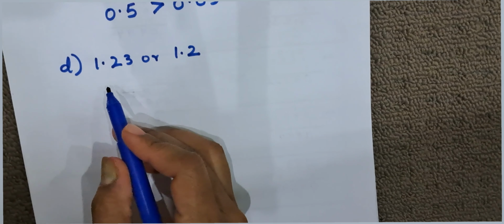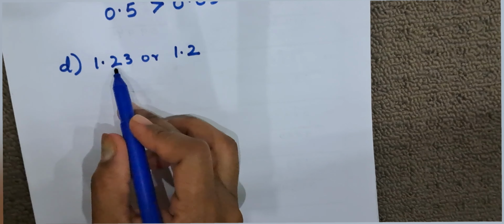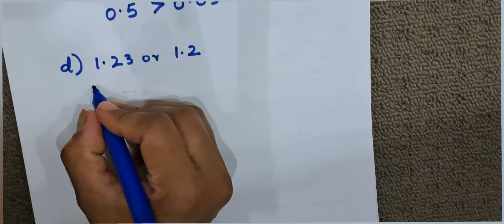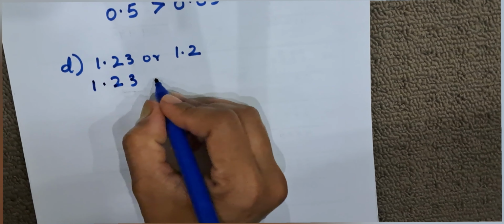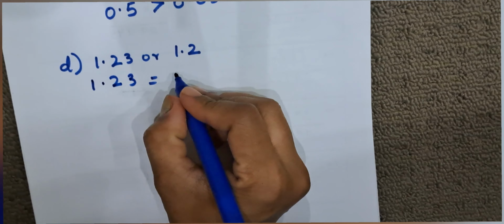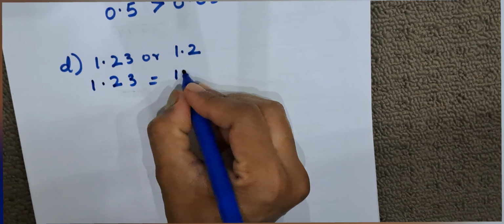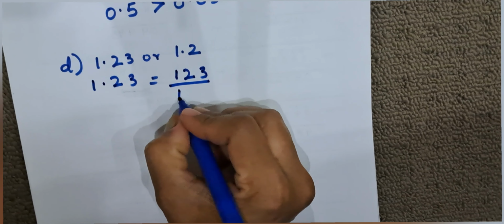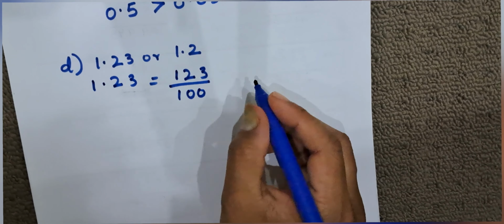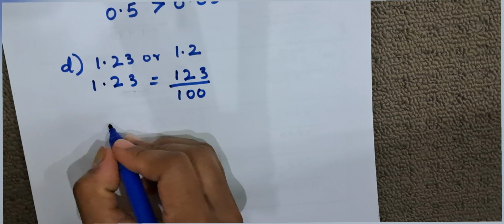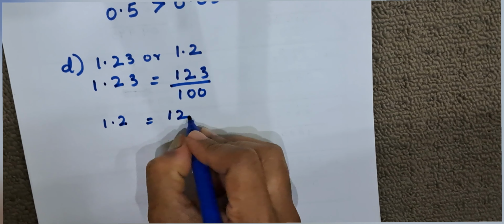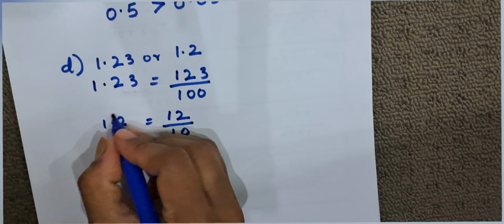Now let us see the next one, that is D. 1.23 or 1.2. Now let us convert it into fraction. 1.23. That means we will take 2 digits to the right hand side, the decimal point. So it becomes 123 divided by 100, since we have taken 2 digits. Now the second one, that is 1.2, that is 12 divided by 10.